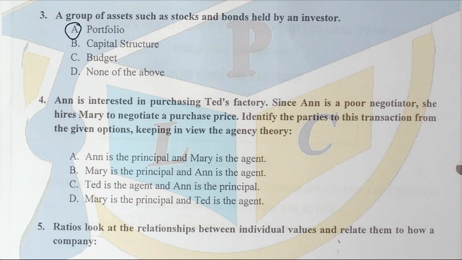With capital structure, we're talking about the combination, a mixture of long-term debt and equity that the business uses to finance its operations. And budget is a statement or plan of action to be pursued in the future. So none of these has a relation to stocks and bonds. The ultimate answer is a portfolio: a blended combination of stocks held by an investor in an investment process. So let's take note of that.